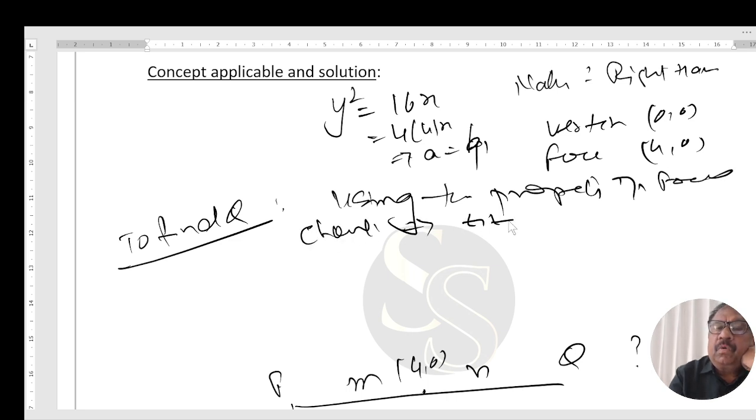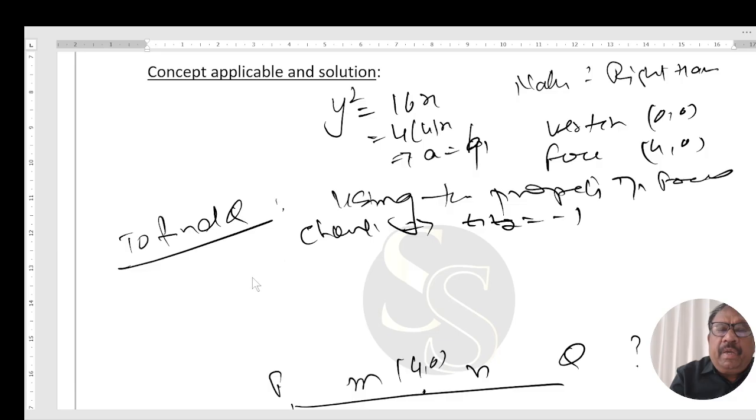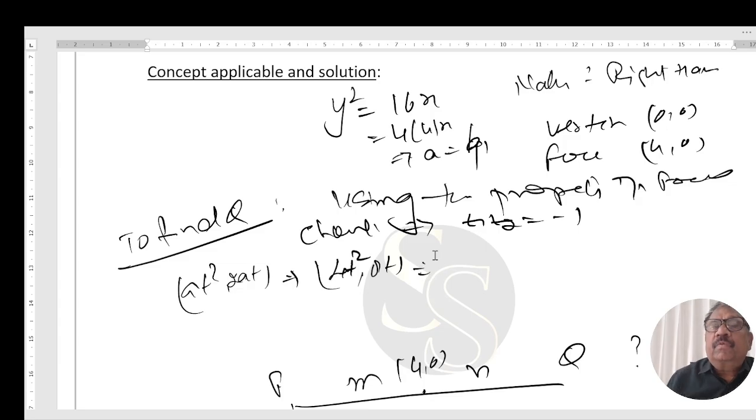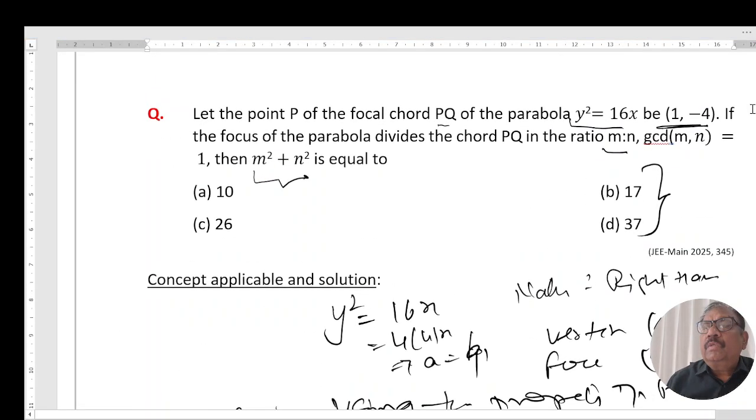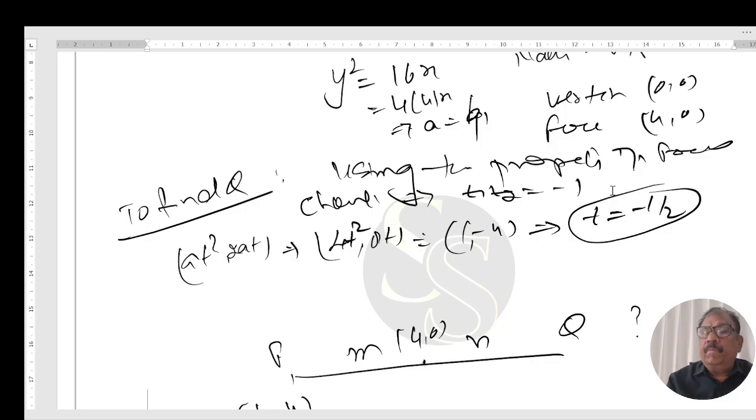That is T1 T2 equal to -1. One point is 8t square, twice 8t, that is a is 4, so 4t square. 8t equal to, P point is 1 minus 4. This P comes out to be -1 by 2. So another t, what will it be?